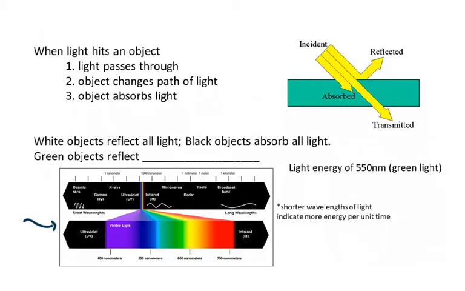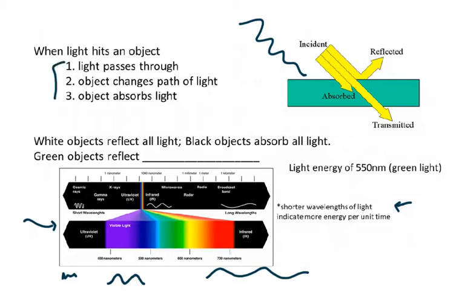The wavelengths of light could be shorter, or they could be longer wavelengths. Depending on the length of the wavelengths of light, that indicates how much energy is in that light per unit of time. Now, when light waves hit an object, any of these three things could happen, or all of them. Some of those photons that are the light will be reflected. Some of those light waves will be transmitted. And some of those light waves will be absorbed by the object.